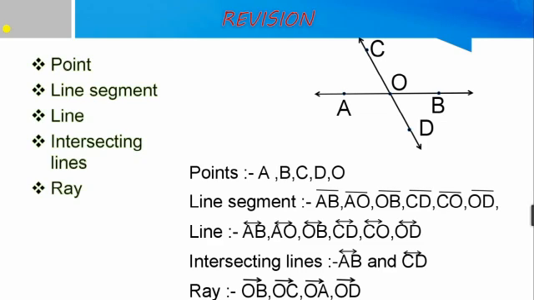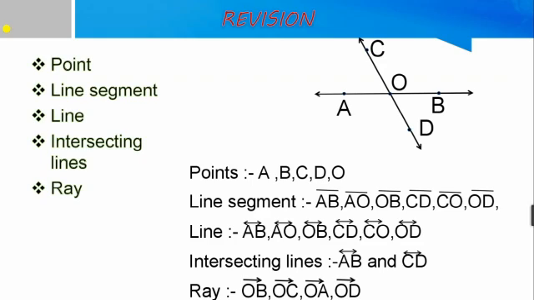Next term, line. How will you get a line? Yes, a line is obtained when you extend a line segment on both sides endlessly. In the given figure, you can see 2 lines. But we can name these 2 lines in different ways. We can name line AB in other 2 ways also. That is, we can name it as AO or OB. Similarly, line CD is also called CO and OD.